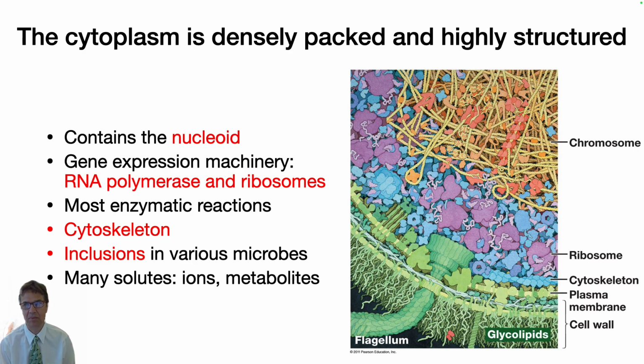The cytoplasm contains the nucleoid, the gene expression machinery, most enzymatic reactions, the cytoskeleton, inclusions, which are structures that serve various purposes for the cell, and many solutes. All of these come together to serve the cell's needs. Let's go through each of these in a little bit more detail.